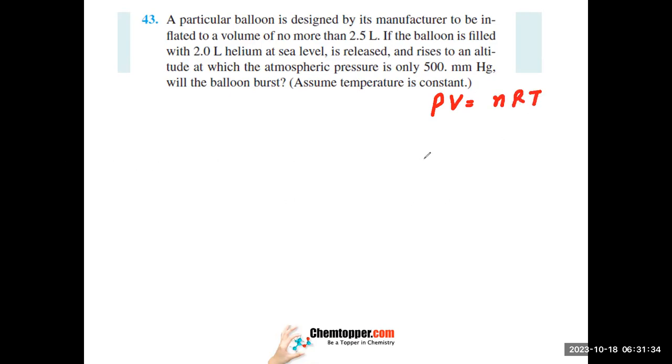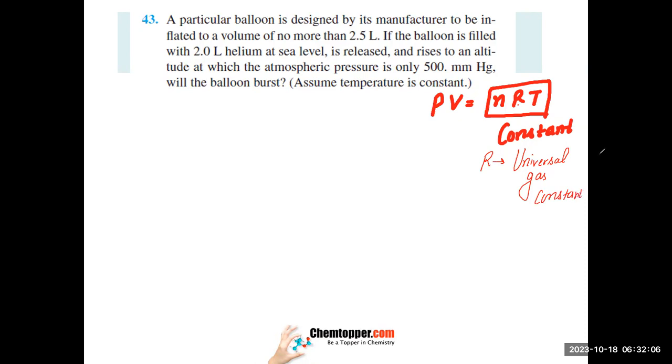Now what was Boyle's law? When all these are kept constant. And what is R here? R, yes, anyone? What is R? Universal gas constant, right? That is R.